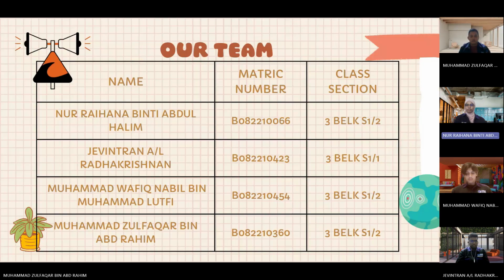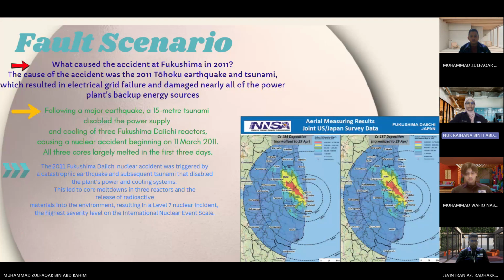Okay, I will start with the first part. My part is about the fault scenario. What caused the accident at Fukushima in 2011? The cause of the accident was the 2011 Tohoku earthquake and tsunami, which resulted in electrical grid failure and damaged nearly all of the power plant's backup energy sources.